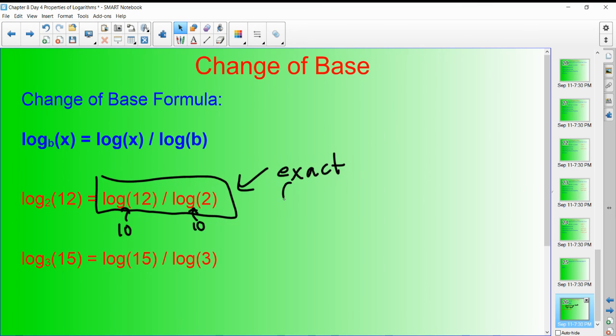So if the problem ever says leave it as an exact answer, you do that, and you have log of 12 divided by log of 2. So today we learned about the product property, the quotient property, and the power property, which all are going to help us next time when we get equations that we have to solve for a variable.